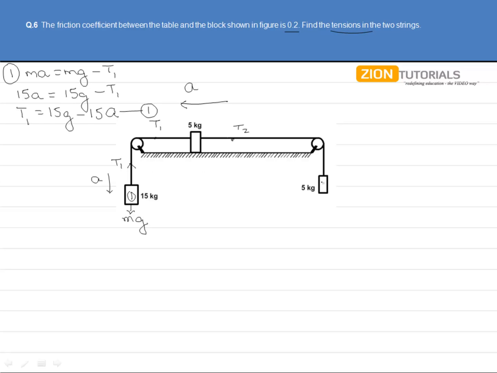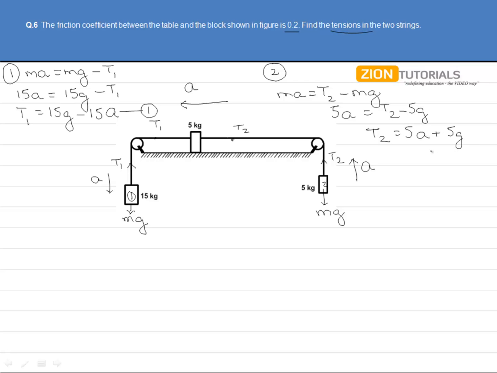Similarly, looking at block 2, in which we are having an mg force in the downward direction, a T2 force in the upward direction, an upward acceleration of a, we can frame the equation for the second block as mass into acceleration equals to T2 minus mg. Putting the values of mass here, we get 5a equals to T2 minus 5g, or T2 equals to 5a plus 5g. And let us mark it as equation number 2.